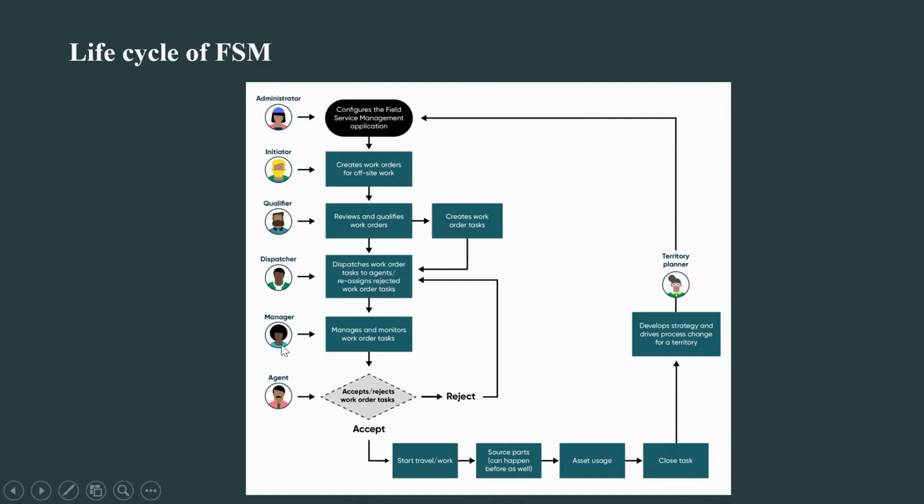Next, the work order tasks are overseen by the manager. The manager monitors the progress and ensures that tasks are moving as planned. If an agent rejects a task, managers can easily reassign it to another qualified agent.